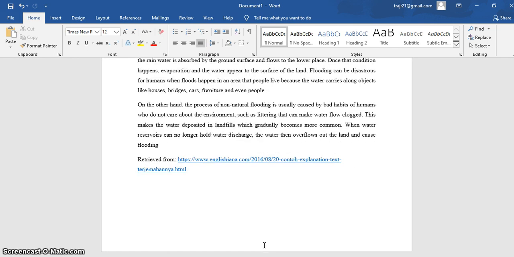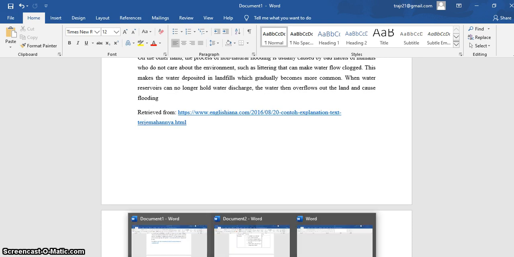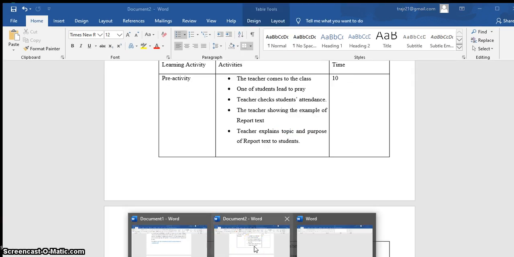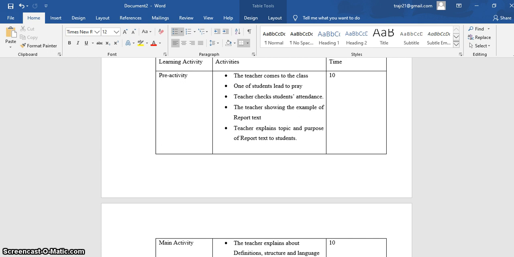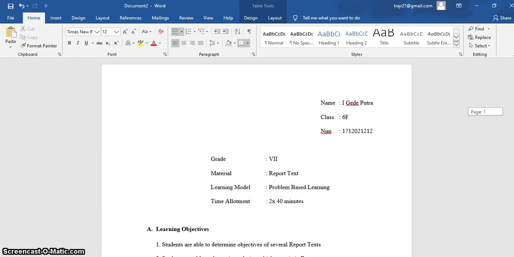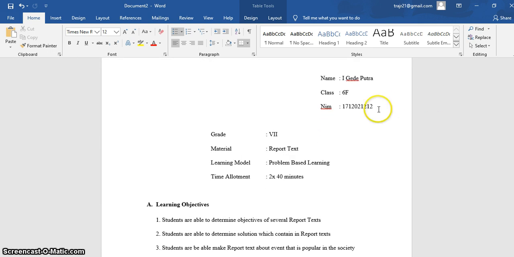Okay, let's move to the next material about report text. For the material about report text, the grade is the eighth grade, and the learning model used in this teaching, the same as the material before, is problem-based learning. And now the learning objectives.